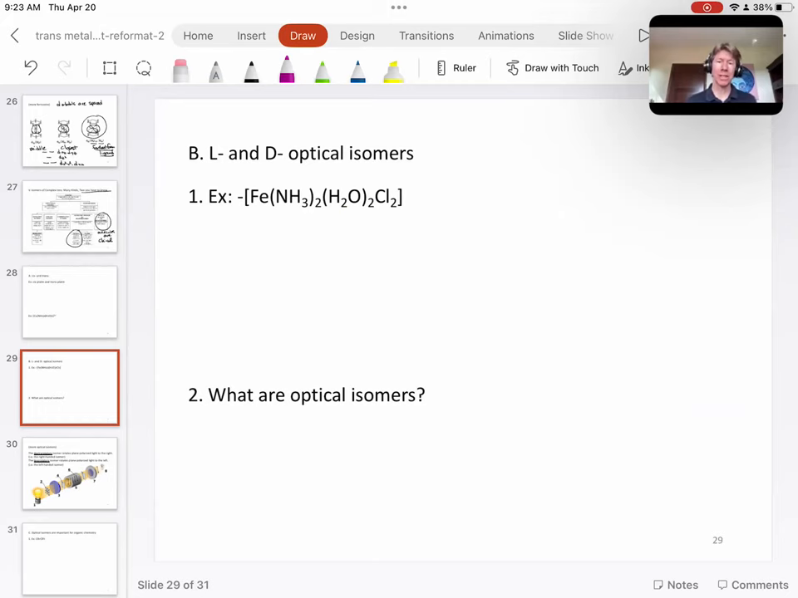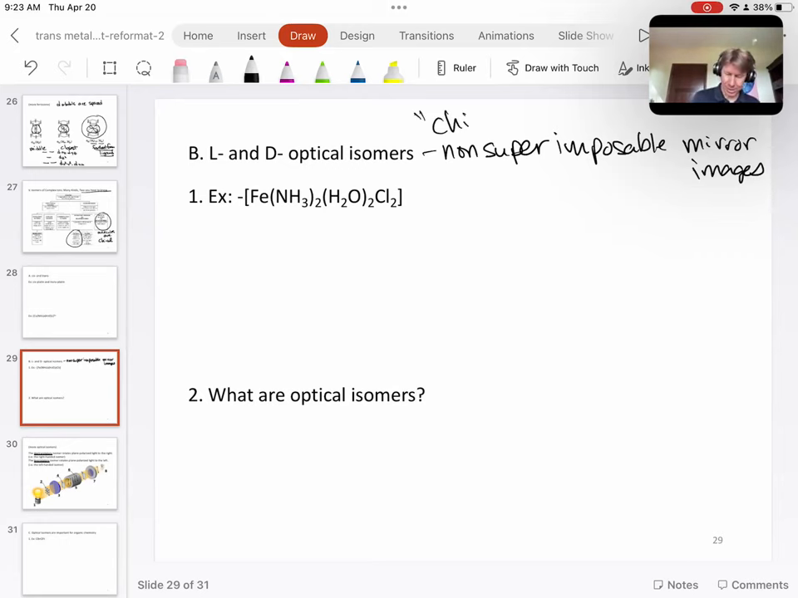One more version. That's L and D optical isomers. I'll explain what L and D means in a minute. But for now, these are going to be non-superimposable mirror images. And the key word here is going to be chiral, right there.